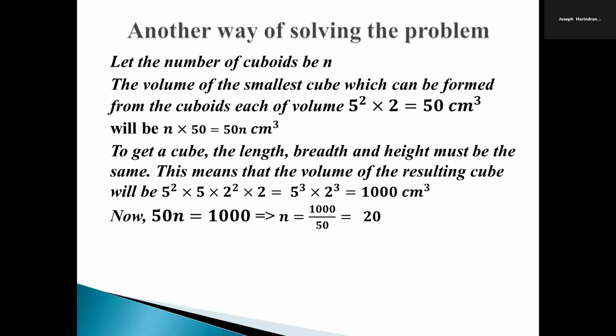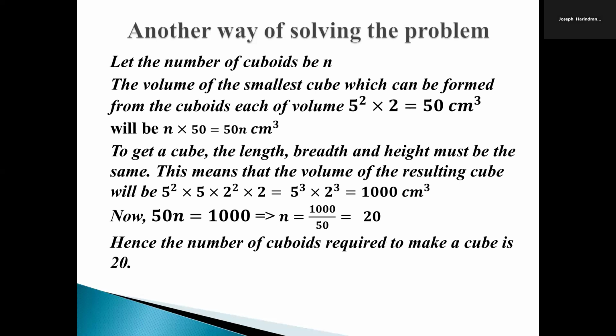Now 50n is equal to 1000, the same volume. If n cuboids join together, they form a cube of 1000 centimeter cube volume. So we solve this equation, dividing both sides by 50, we get n is equal to 1000 by 50 is equal to 20. Hence, the number of cuboids required to make the cube is 20. The same answer we got before. This is another way of solving this problem. This is the correct answer.